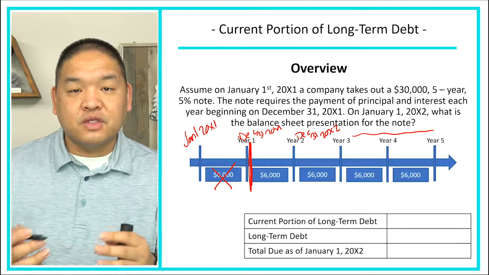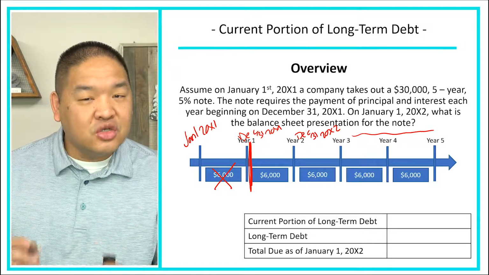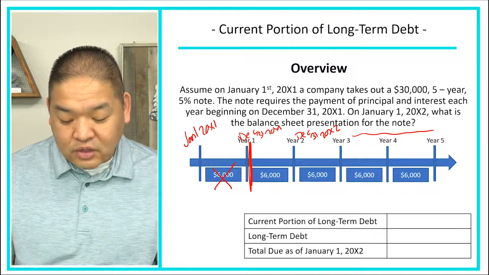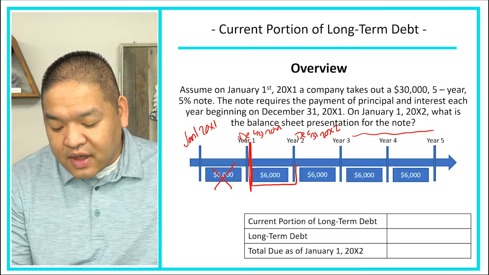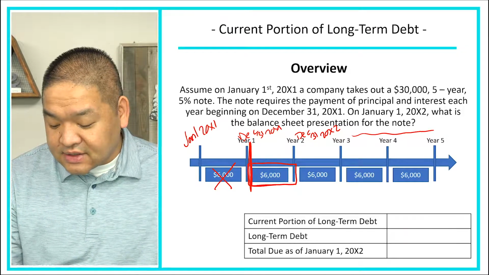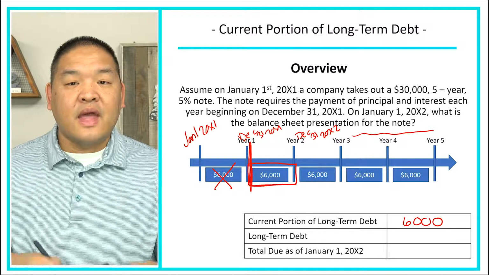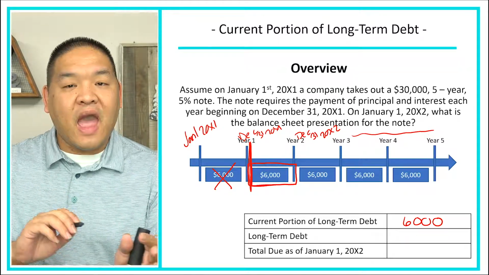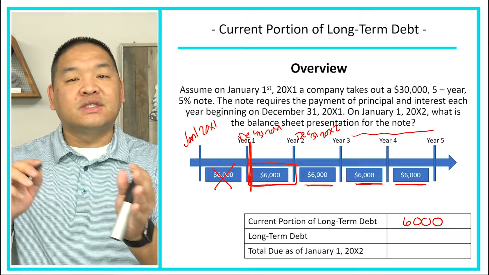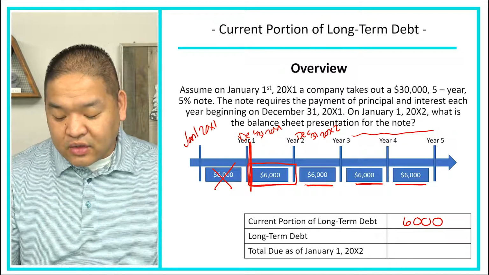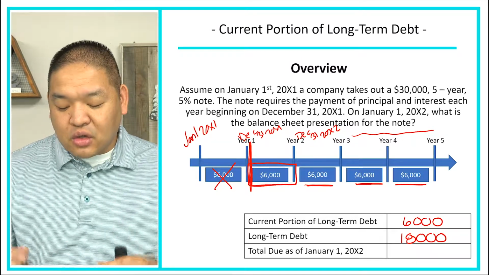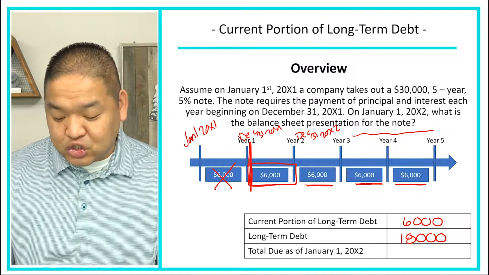Now, when it comes to current portion of long-term debt, we need to figure out how much is due on this $24,000 within 1 year or the operating cycle, whichever comes first. So within 1 year would be this $6,000. So the current portion of long-term debt is $6,000. Now, how much of it is long-term? So that would be everything else. So this 6,000, this 6,000, and this 6,000 are all due outside of the current portion or the 1 year. So in that case, we'll add those three together and we get $18,000.